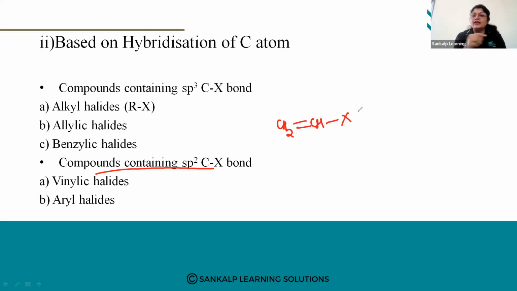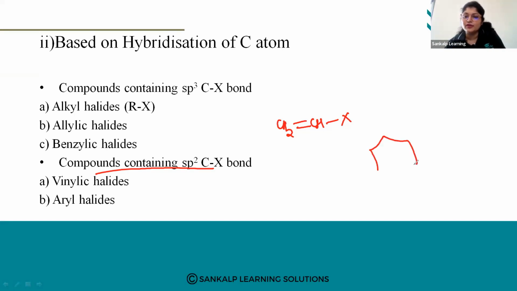In the allylic halide, the halogen atom is attached to an sp3 hybridized carbon, which is next to a carbon-carbon double bond. In vinylic halide, the difference is that the halogen atom is attached directly to the carbon which is linked to a double bond, or is having a double bond. So this is an example of a vinylic halide.